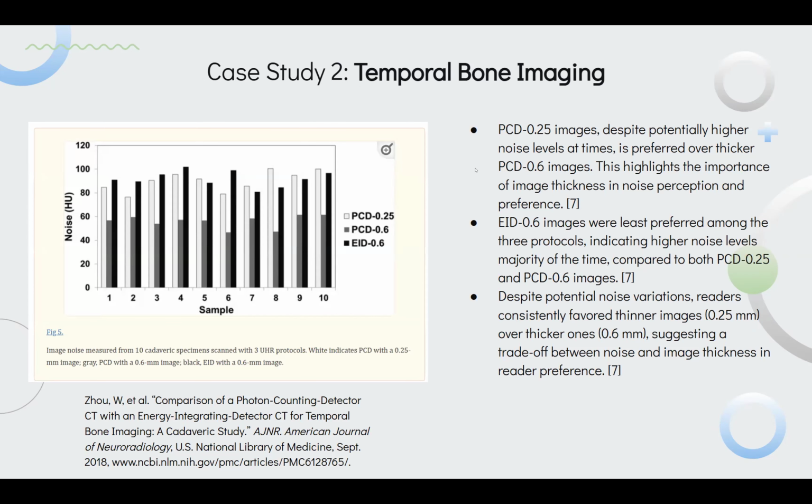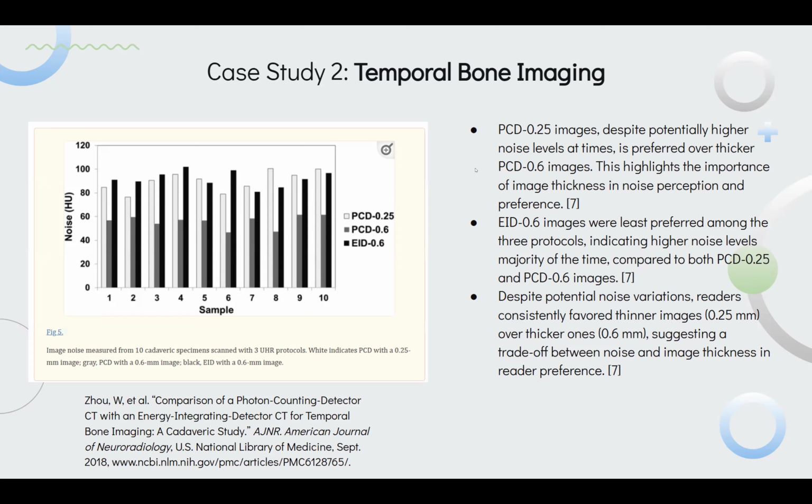And the next part of the case study will dive into the impact of image thickness on noise perception and preference in temporal bone imaging. So for the preference for thinner images, PCD 0.25 images, as shown on the left, despite potentially higher noise levels at times, were preferred over thicker PCD 0.6 images. And this underscores the significance of image thickness in noise perception and preference.